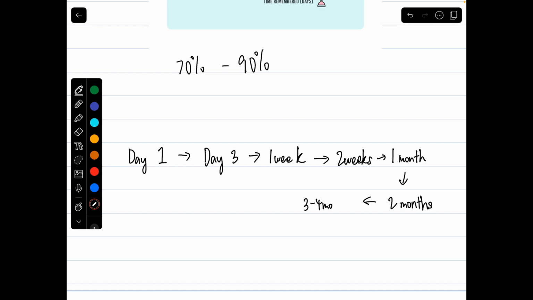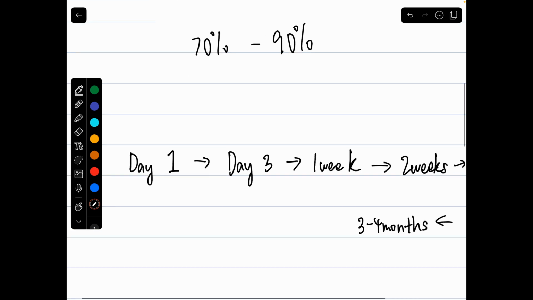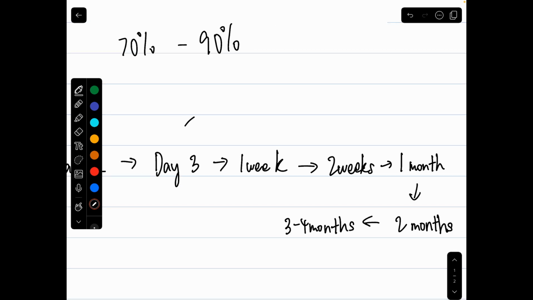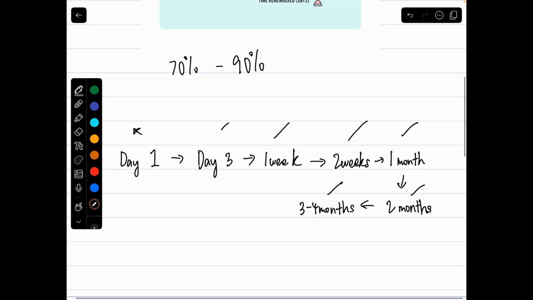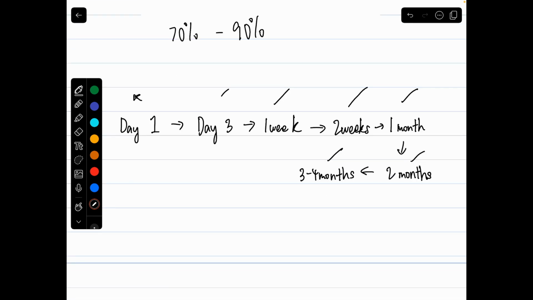And if you really want to grant the memory for life, repeat it after 3 to 4 months, and then keep on going with it if you would like to remember something for life. So what I'm telling you here is, whatever you studied on day 1, after you've studied, repeat it at day 3, and then first week, second week, 1 month, 2 months, and 3 to 4 months after the initial studying time.